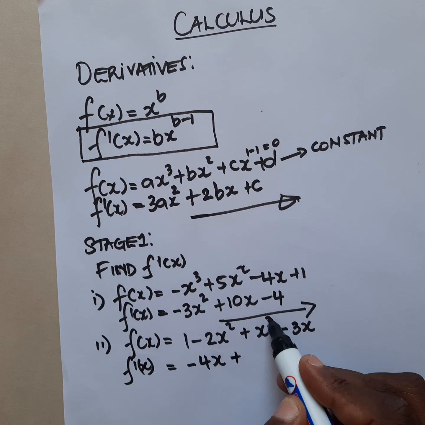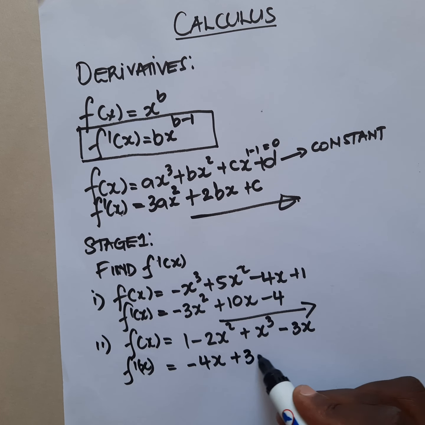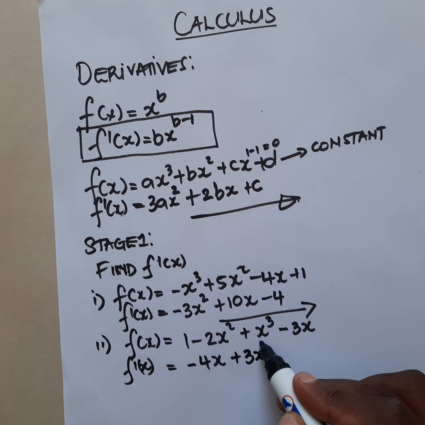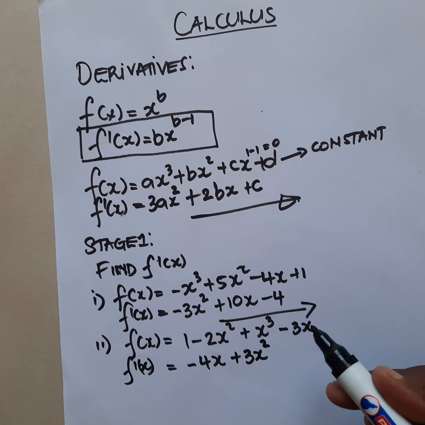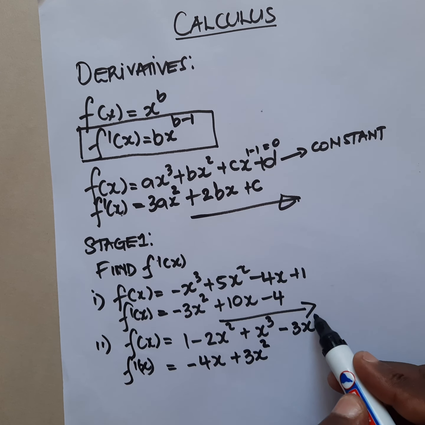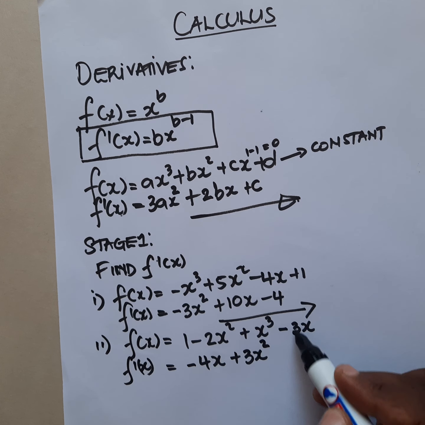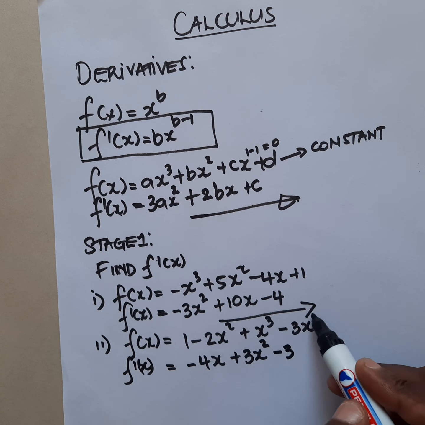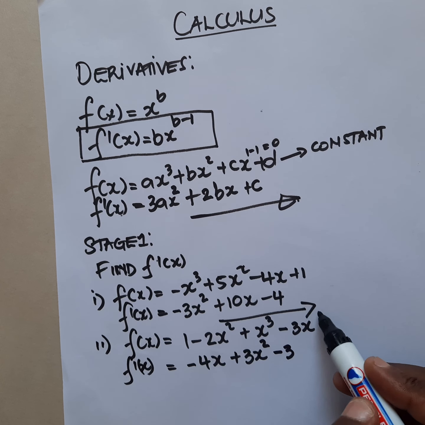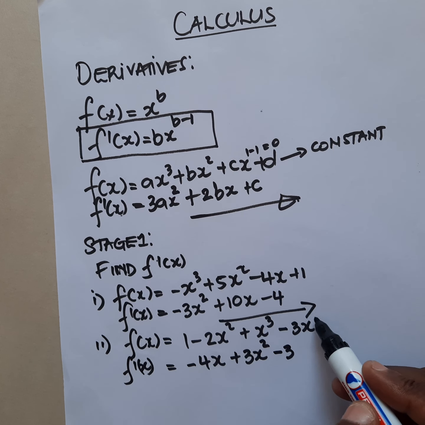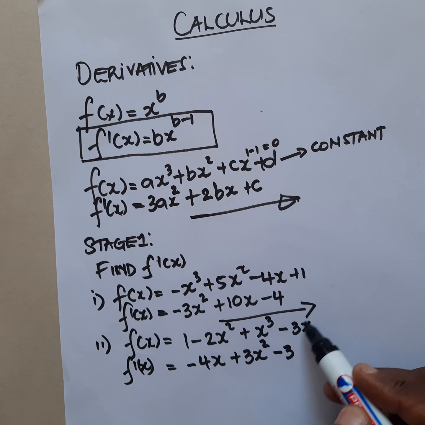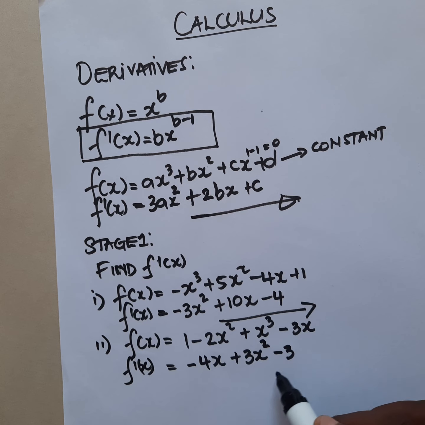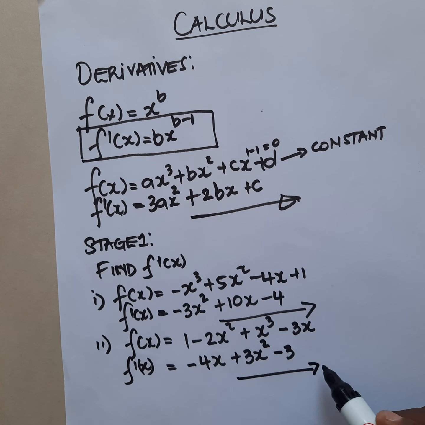Okay, positive 3 times 1, it's positive 3. Minus 1 is 3x squared. Okay, here we have negative 3x. What is the exponent of x here? It is 1. Positive 1 times negative 3 is negative 3. 1 minus 1, it's 0. Any number to the power 0 is 1. So this is x to the power 0. x to the power 0 is 1. 1 times negative 3, it's negative 3. So this is our final answer.